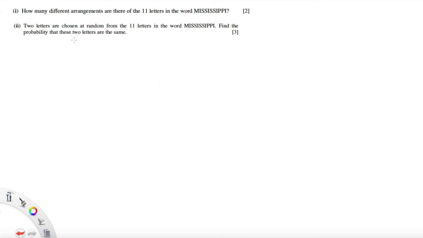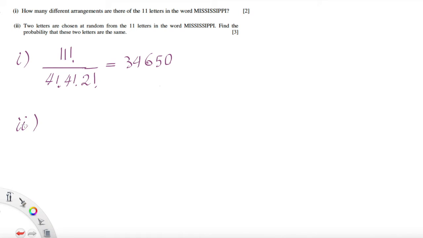Question number 1, part I. How many different arrangements are there of the 11 letters in the word Mississippi? Okay. Now, as you see here, there are 11 letters, of which you have 4 S's. So, 4 factorial. I is also repeated 4 times, divided by 4 factorial. P is repeated twice, so divide by 2 factorial, which gives you an answer of 34,650.